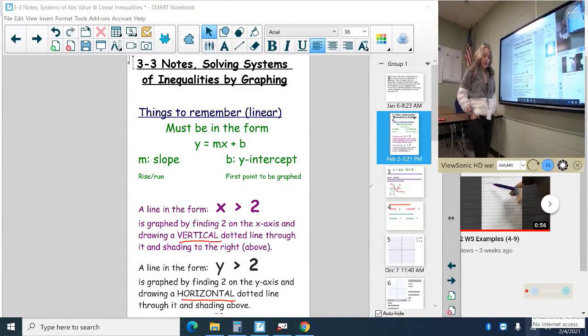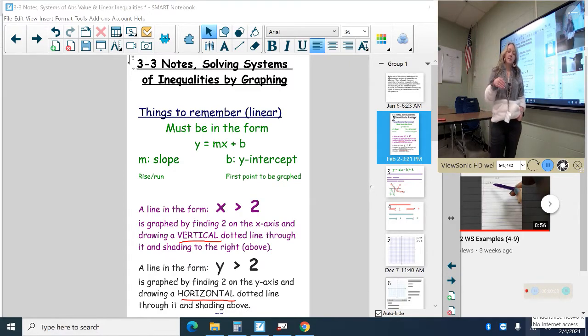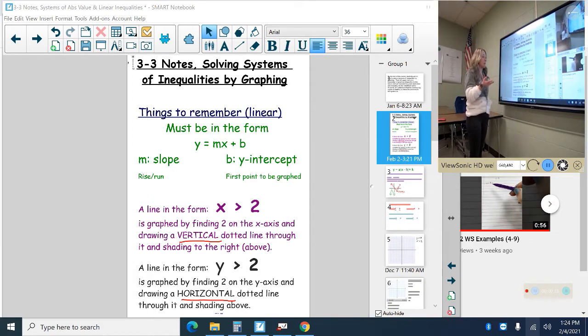Okay, so the second part of Chapter 3, Section 3 is actually graphing systems of inequalities. What we did in the first part is we took the graph and wrote the inequalities. Now we're going to take the inequalities, and we're going to draw and create the graph. Okay, so things to remember. First of all, and you know this, but let's just review.